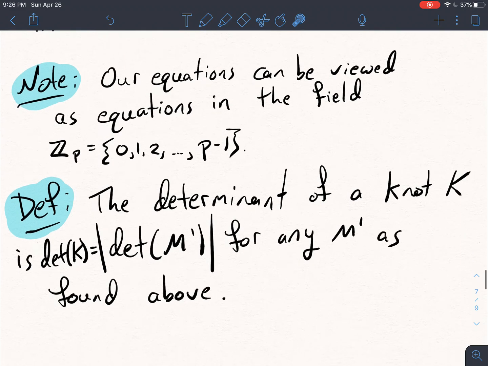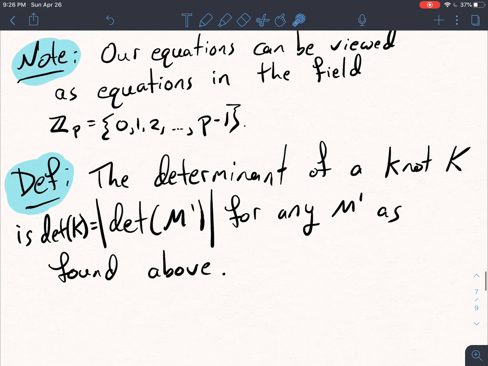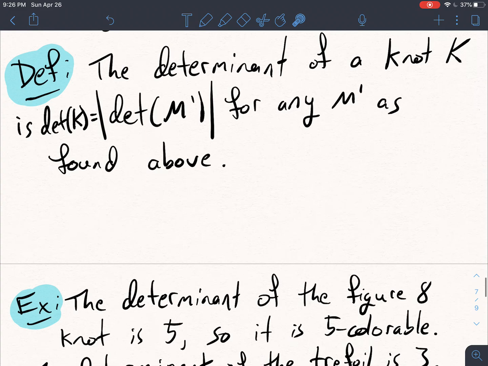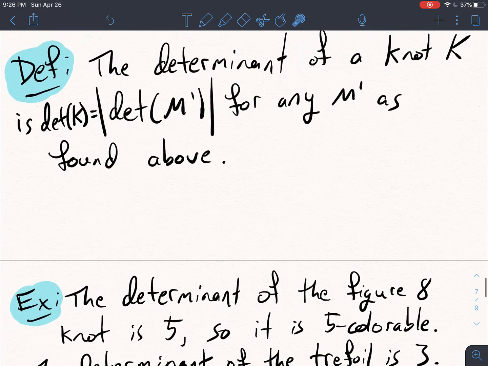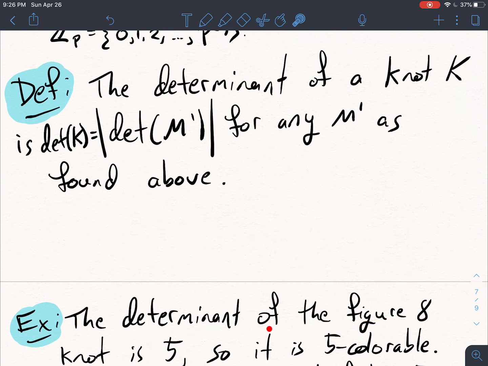There are a lot of choices being made in that process, so there's a lot of things to check that would tell you that this thing is actually true, but I'm just telling you it is. And so the determinant of the knot is this well-defined thing up to a change in sign. So maybe you calculated it for the figure 8, and maybe you would get -5, and that's why we have to take an absolute value at the end there. But yeah, so that's the determinant.